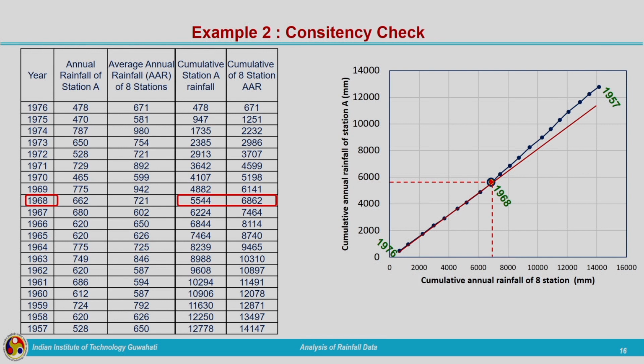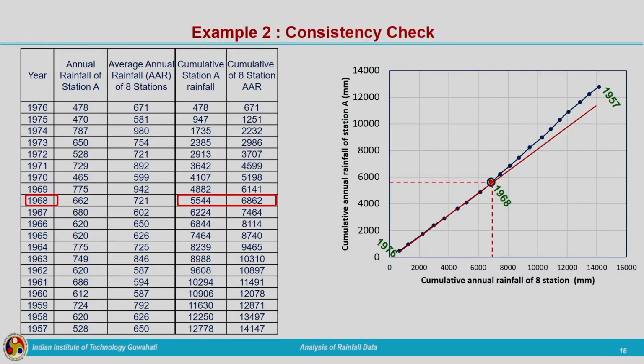So, we need to correct the data before 1968. We are assuming that from 1976 to 1968 the data is correct and inconsistency started from the year 1968. After finding out the correction factor, we will be correcting the data corresponding to the years 1968 to 1957.